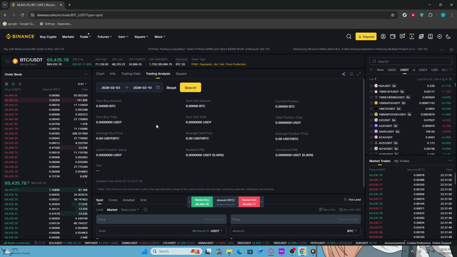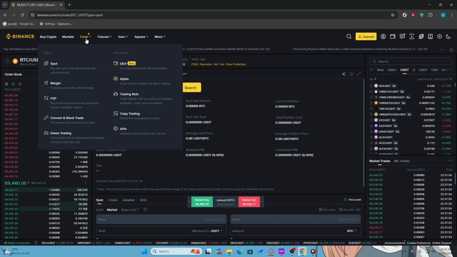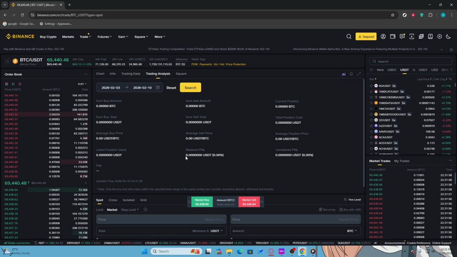Once you have gathered enough information, proceed to make your trade by clicking on the market buy option. Enter the amount you wish to purchase and confirm the transaction. Keep in mind that large purchases may affect market prices, especially in less liquid markets.